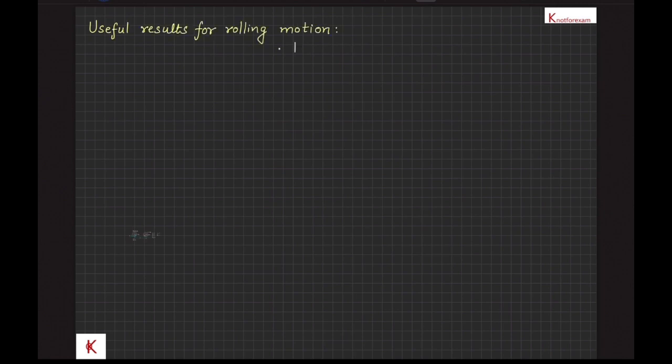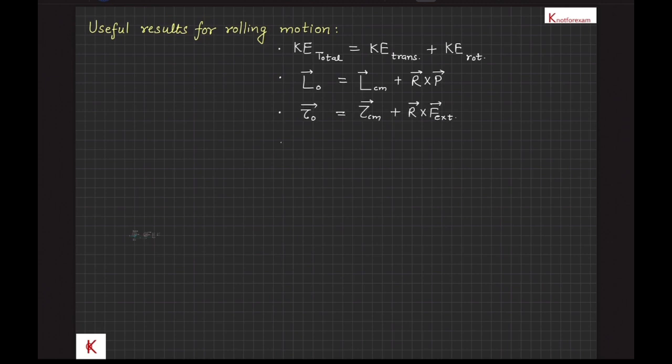Total kinetic energy is equal to translational kinetic energy of center of mass plus pure rotational kinetic energy with respect to center of mass axis. Net angular momentum of a system of particles about a point O is equal to angular momentum with respect to center of mass plus angular momentum of center of mass with respect to point O. Net torque on a system of particles about point O is equal to net torque with respect to center of mass plus torque acting on center of mass with respect to point O.